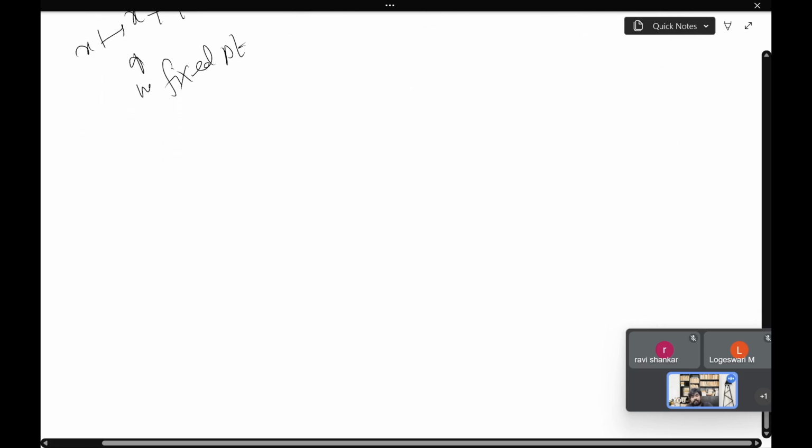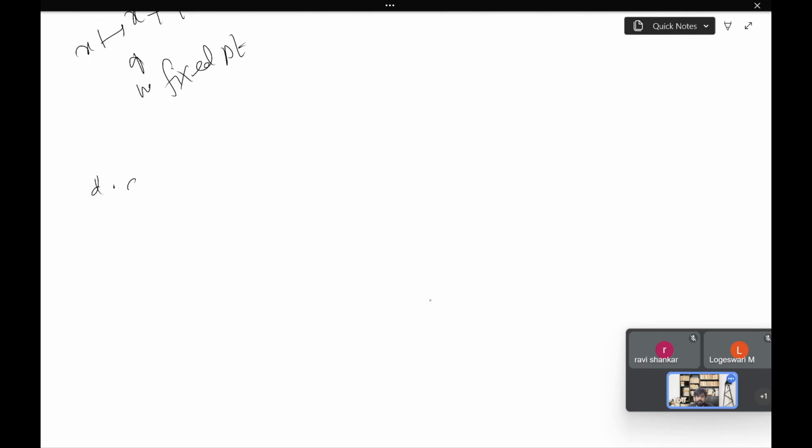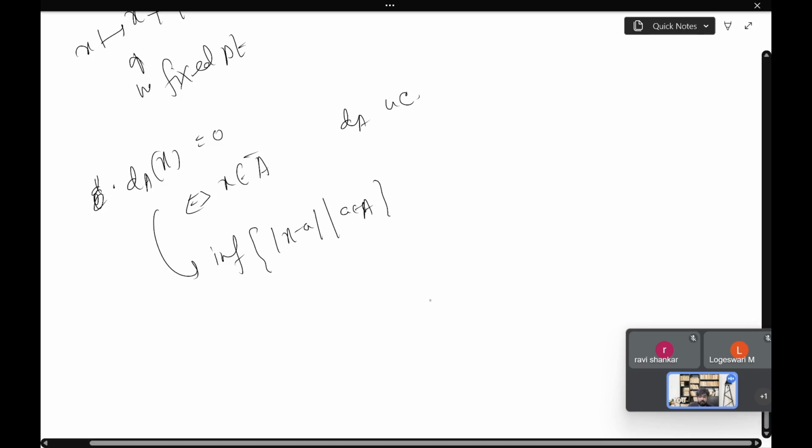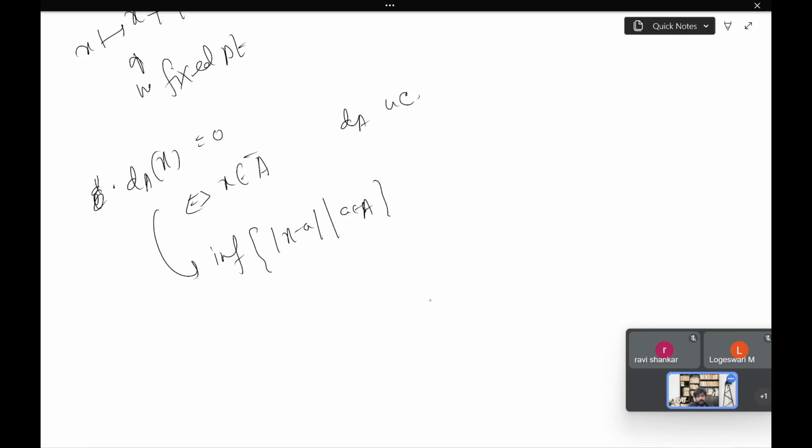And by the way, one thing I should note: initially I introduced a function d_A(x). The point is that d_A(x) is 0 if and only if x belongs to the closure of A. You should try it. Let me define d_A(x) as the infimum of the set |x - a|, a belongs to A. Then d_A is uniformly continuous, and you can show that d_A is the zero map if and only if x belongs to A. You can try it, and please let me know in the next live meeting.